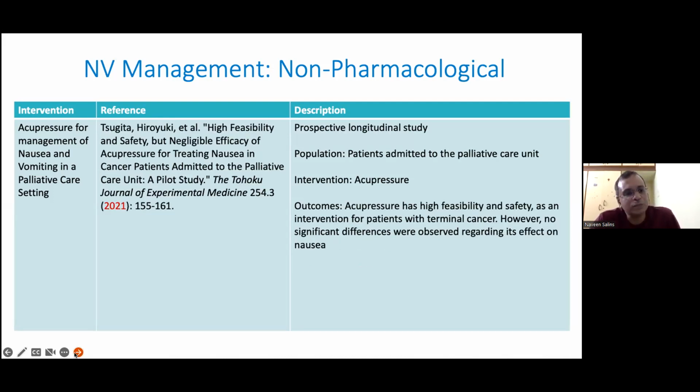There was another paper, again on acupressure for management of nausea and vomiting, which was published in 2021, which was a prospective longitudinal study in patients admitted to a palliative care unit. Again, the intervention that was used was acupressure. The study showed acupressure was feasible and safe. However, if you look at the benefit of acupressure, there was no benefit in the patients who were on acupressure.